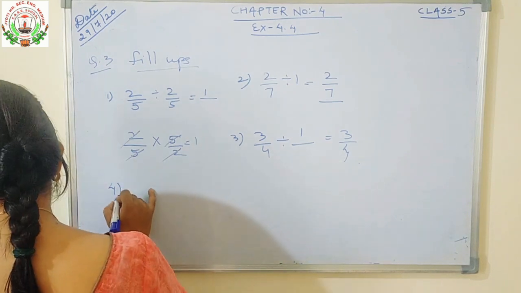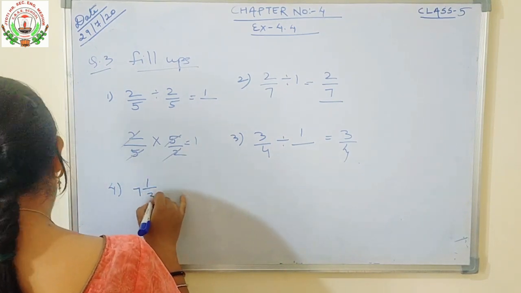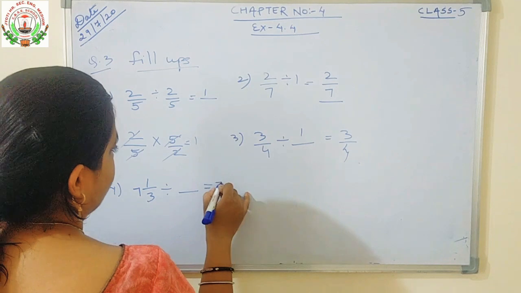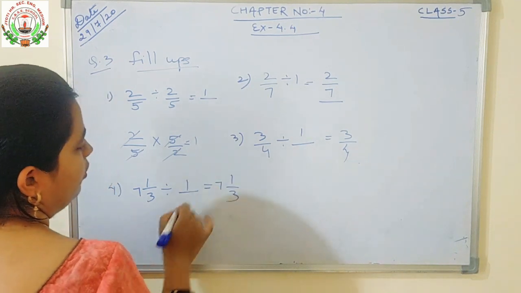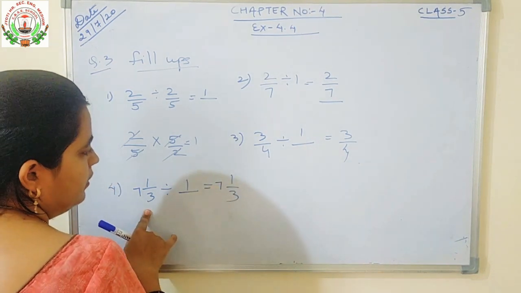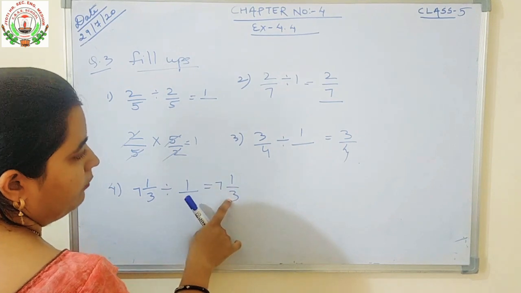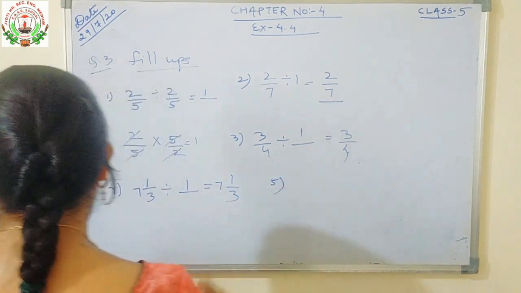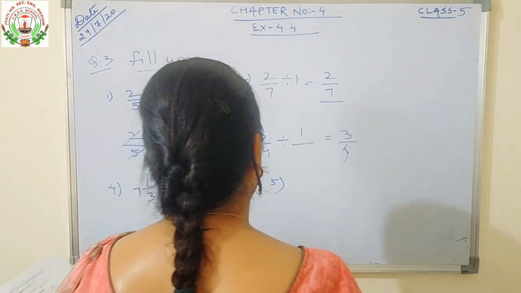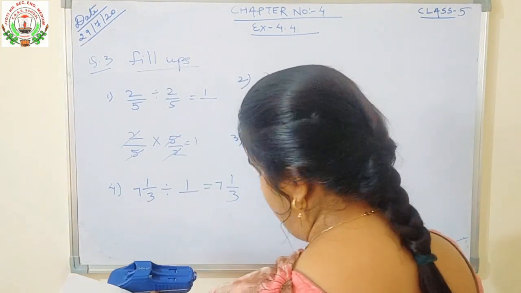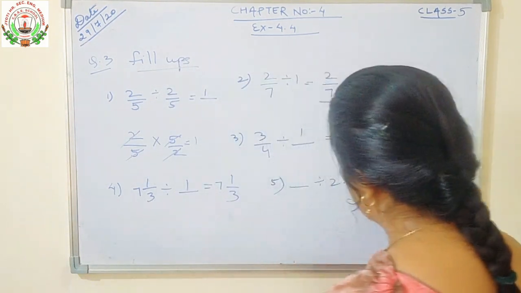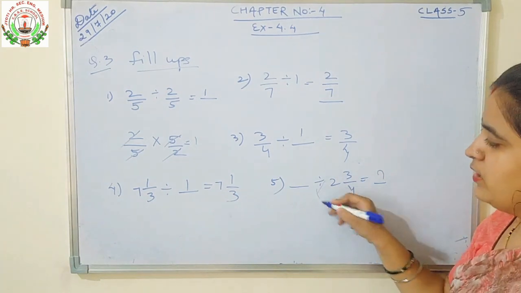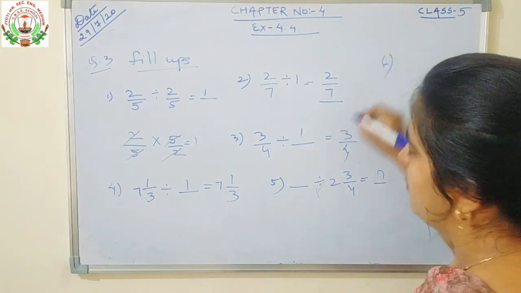Number 4 is 7 1 by 3 divided with dash is equals to 7 1 by 3. Here also 1 will come. When a number is divided by 1, we will get the same number as the answer. Number 5. In question number 5, dash divided with 2 3 by 4 equals to nothing is given. So we will leave this question and move on to question number 6.